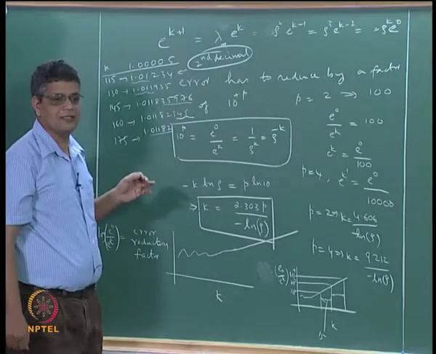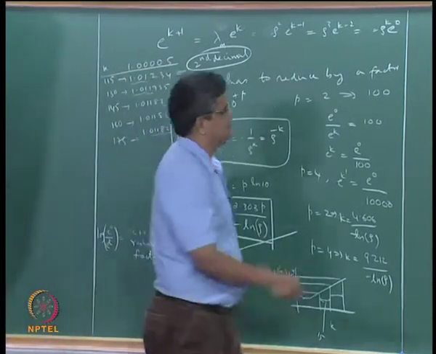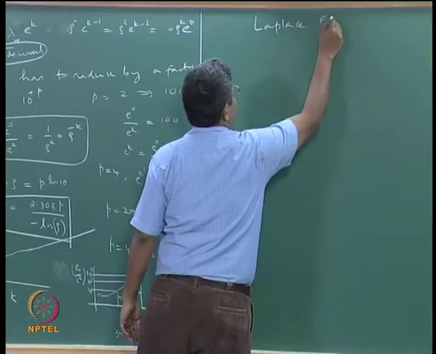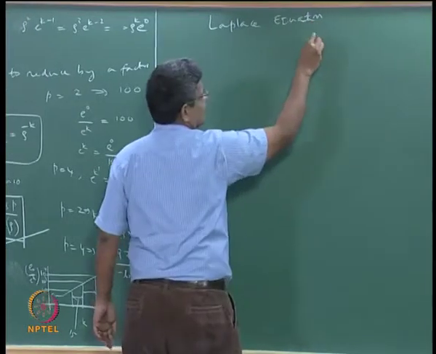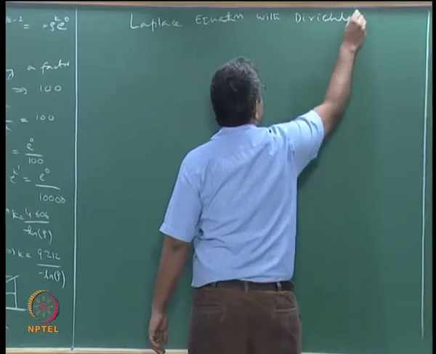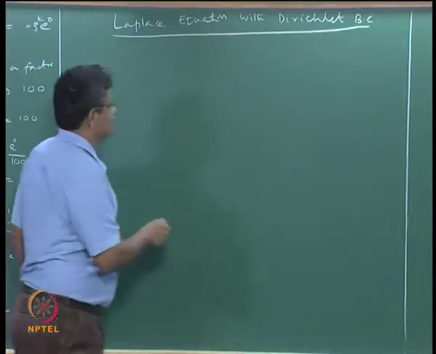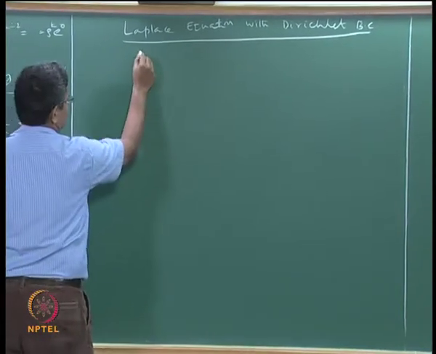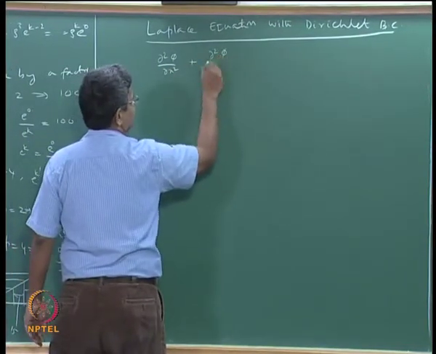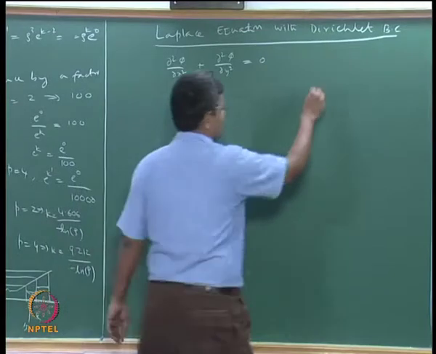So for some textbook cases one can see what it is, and we will take one such textbook case. We will take the case of the Laplace equation with Dirichlet boundary conditions. So essentially we are looking at a 2-dimensional case, ∂²φ/∂x² plus ∂²φ/∂y² equal to 0, and we have a domain.